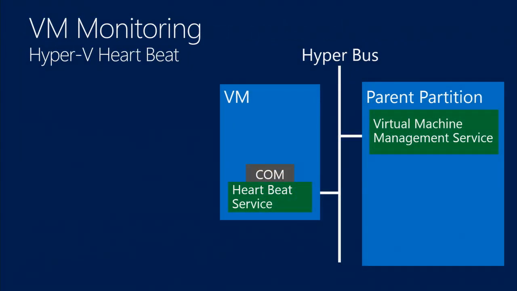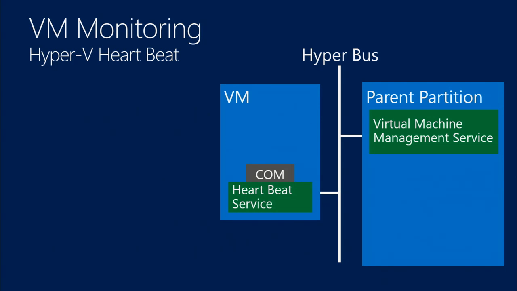So in this diagram, on the right-hand side, we have the parent partition, which represents the host. On the left-hand side is the VM, which represents the virtual machine. Inside the parent partition, there's a component called the Virtual Machine Management Service. That's a service that manages all the virtual machines, starts them, stops them, allocates resources, does all that work.